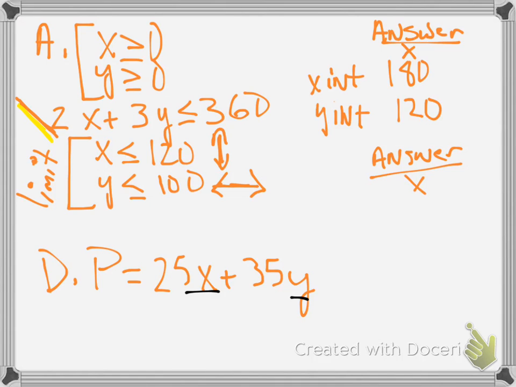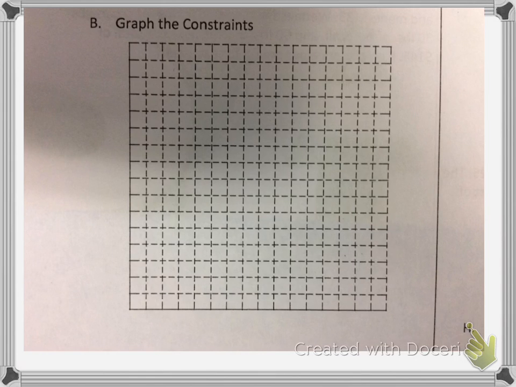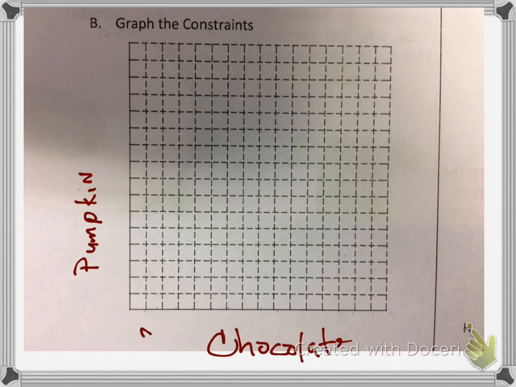All right, now let's look at the next part. I want to graph this, and I'm going to say, okay, chocolate's down here, pumpkin's going up and down here. How do I choose the numbers? Well, again, this is why we find the x and y intercepts. If you look at this, there's 16 of these, and if I go by 10s, it's not going to work. I run out of space. So maybe I try 20s, and I go by 20s.